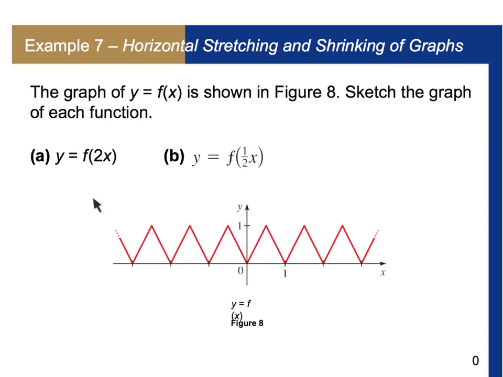So let's look at a quick example. Let's say this is our y equals f of x, this sort of sawtooth graph, and you can see it goes up and down at 1, and then it probably goes up and down at 2, and up and down at 3, and it goes up to 1. So it's got a cycle to it, right? And we're going to look at f of 2x and f of 1/2 x.